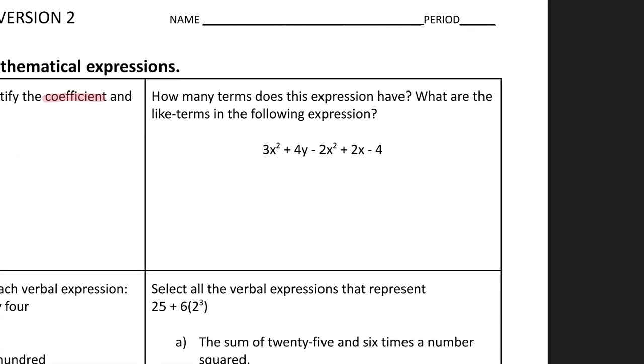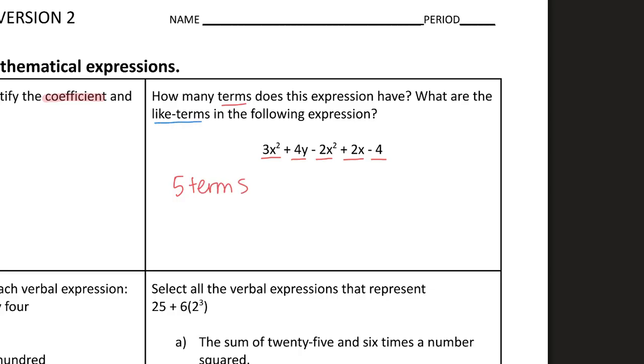All right, the second question says, how many terms does this expression have, and what are the like terms in the following expression? Remember that the terms are basically separated by addition and subtraction. So if we count the number of terms, 3x squared is a term, 4y is a term, -2x squared is a term, 2x is a term, and -4 is a term. So we have 1, 2, 3, 4, 5 terms.